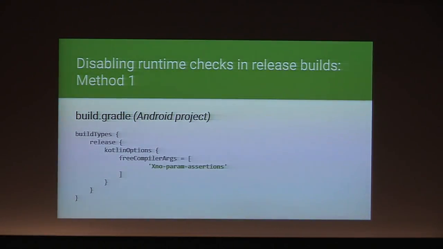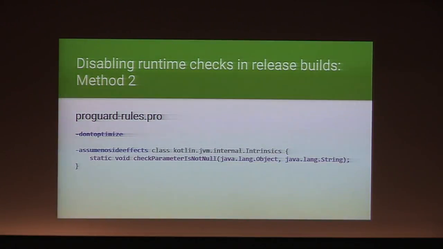If you want to do that, you can add a compiler argument in your build.gradle file for Android. This is the method I recommend. Only for the release builds, as you can see. Or there is another way. You can also use ProGuard. If you use ProGuard, you can add a ProGuard rule to remove these checks, similarly to when you want to remove log calls using ProGuard. But this will only work if you are using a non-optimizing ProGuard rules set. So if you have -dontoptimize in your rules, it will not work.